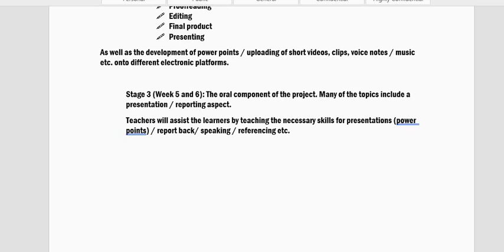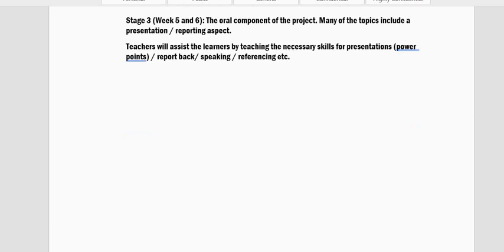You have to assist the learners here. You have to teach them, for example, how to make PowerPoints, irrespective of which grade they are doing, irrespective of whether this is part of their research project or not.